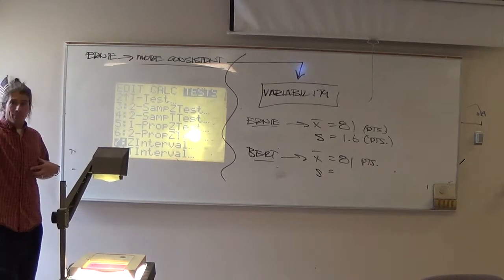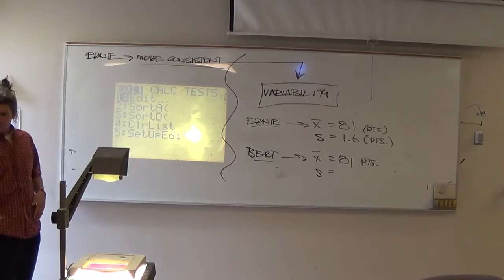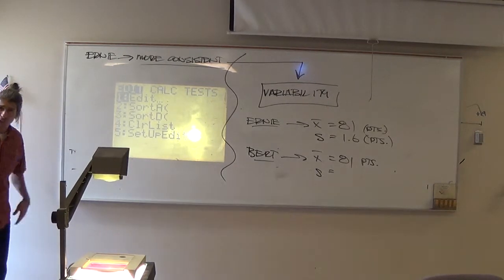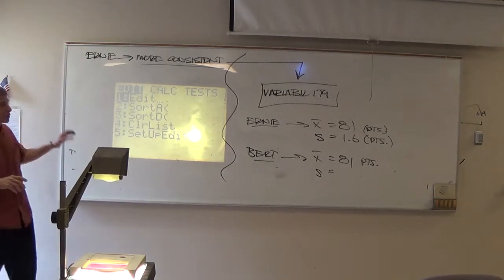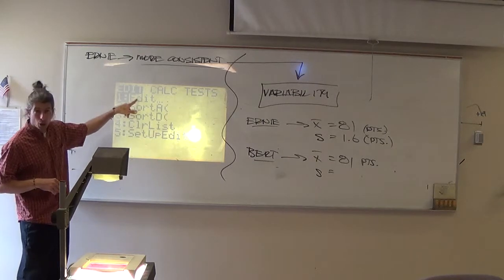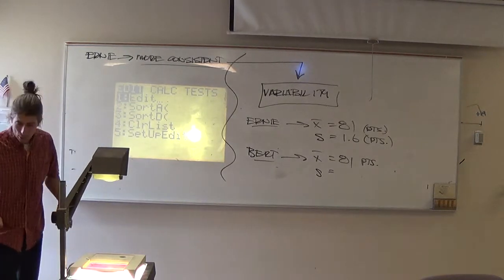Press the stat button. It's in the middle column near the top. S-T-A-T, just press that. You get to this screen right here. In this screen, you've got a few choices. Right now, we're going to go to the edit, which is how we put data in. We edit our lists. Go ahead and press enter again.